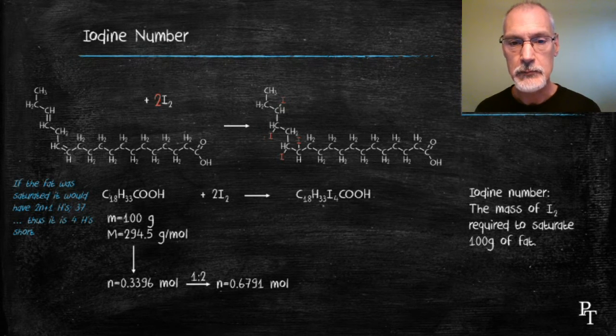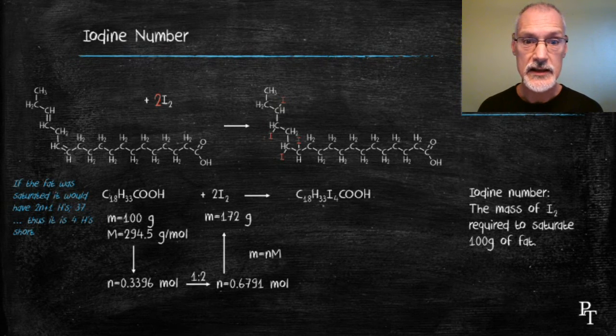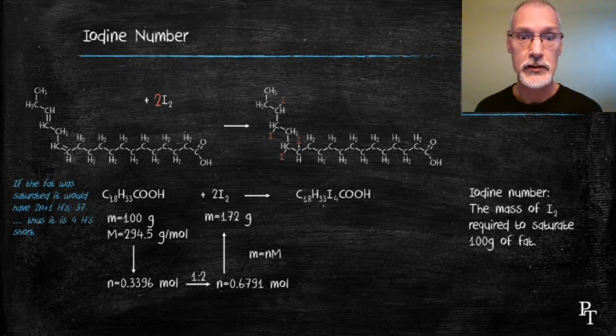And now I'm going to convert that mole back into mass by multiplying by the molar mass of I2, not just I, the I2 molecule. And that gives me 172 grams. So I could say the iodine number for this particular fat would be 172. The bigger your iodine number, it tends to indicate more and more double bonds that are present. And of course, something that has a 0 iodine number would already be saturated.